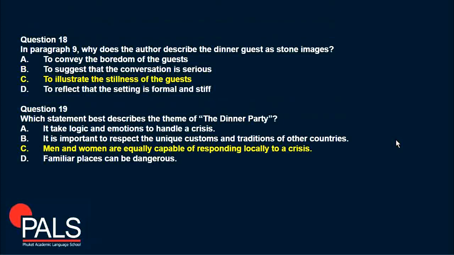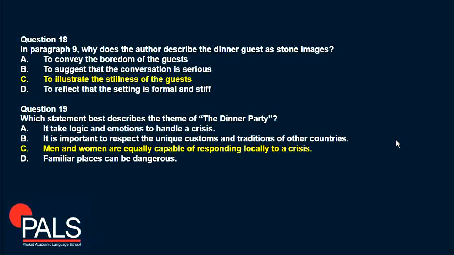All right, let's go with the answers. Of course, in question number 18, when we say stone images, it means that the guests were not moving. It means to illustrate the stillness of the guests. Okay? And question number 19, what is the lesson that we have learned in this passage?